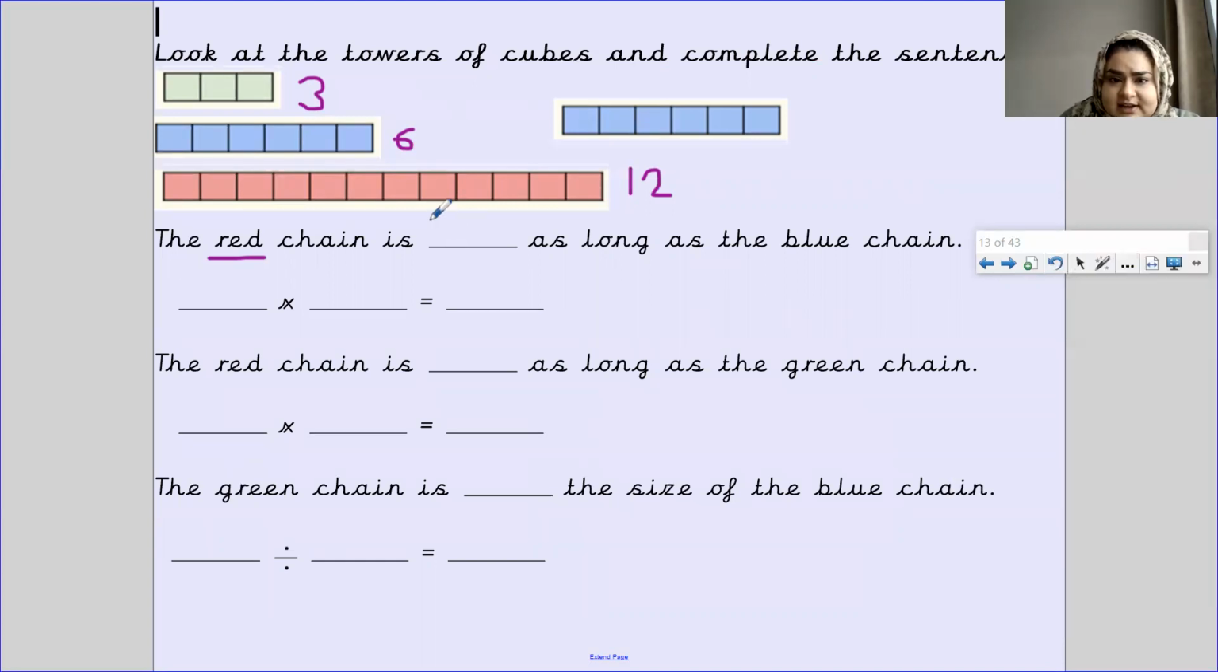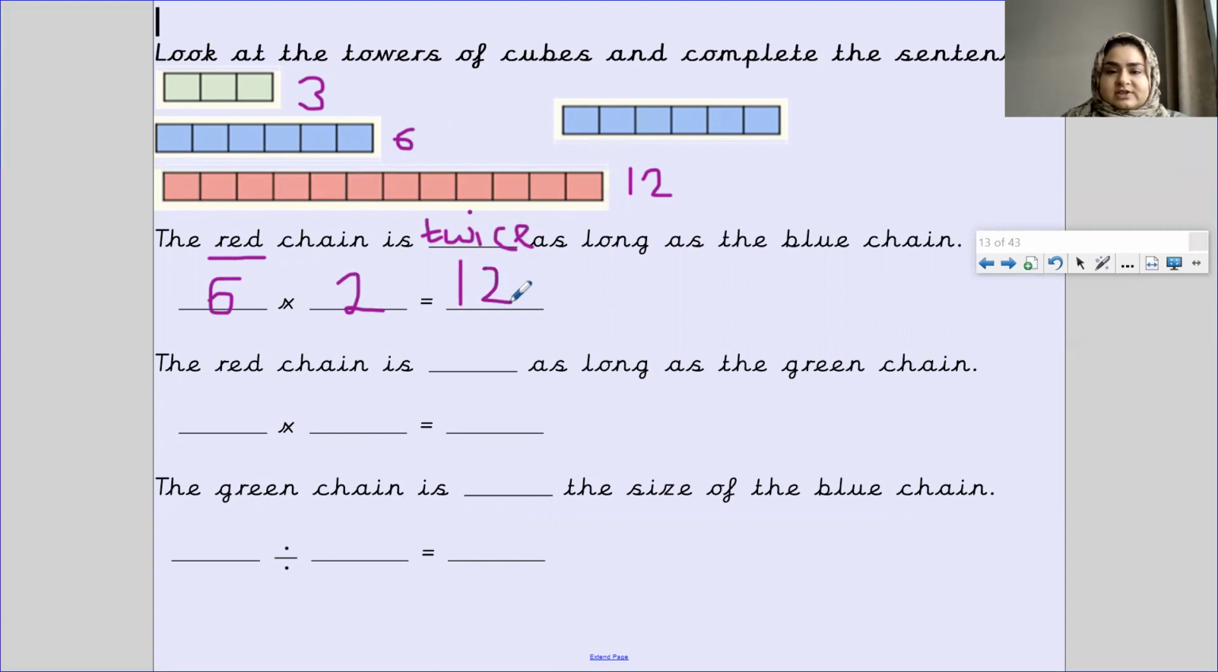The red chain is twice, which means 2 times, as long as the blue chain. So your keyword here is twice, because that is how we're trying to work out as many. So what do you think the maths calculation would be? Let's start with the blue chain. We know the blue chain has 6 cubes. And then what did we do? To make up the red chain, we times it by 2 because we needed 2 blue chains to make up 1 red chain, which means your answer is 12.